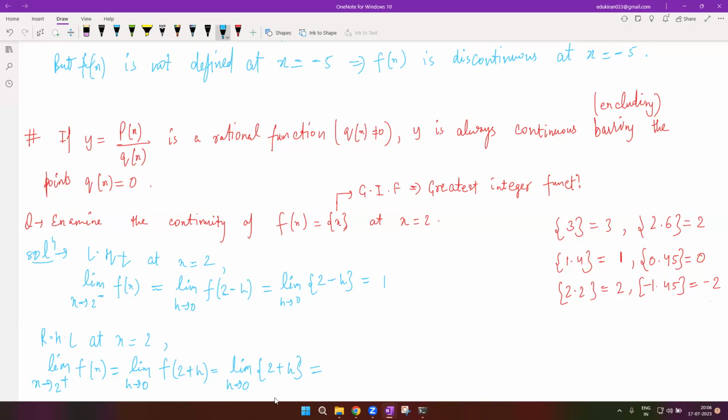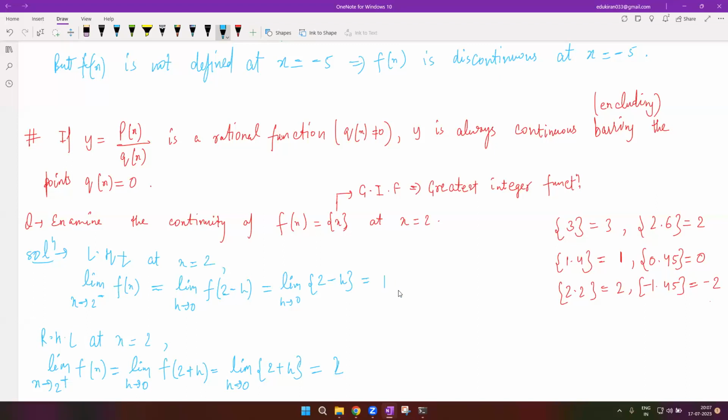Why? Because this is 2 plus h. 2 plus h is representing a value just greater than 2. The answer will be 2 only. If you put h as 0 directly or understand it with the concept, in both cases the answer will be 2. But you have to go through the concept. Here 2 plus h is representing a value just greater than 2. And the GIF of a value just greater than 2 is 2.